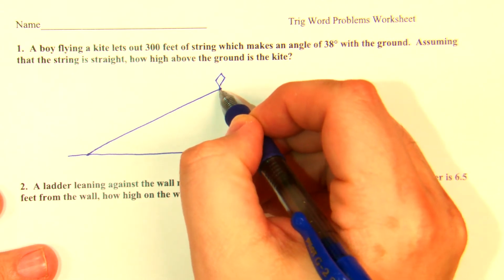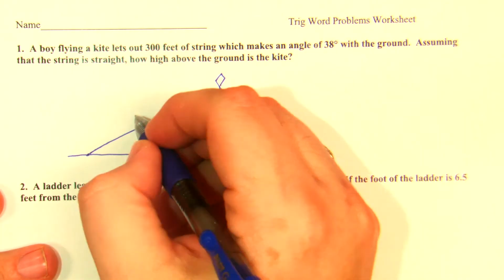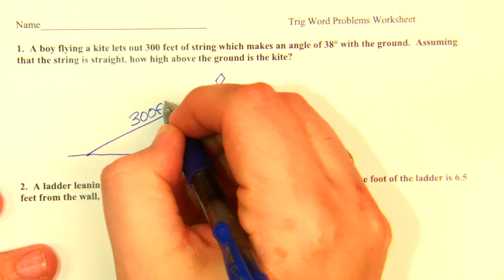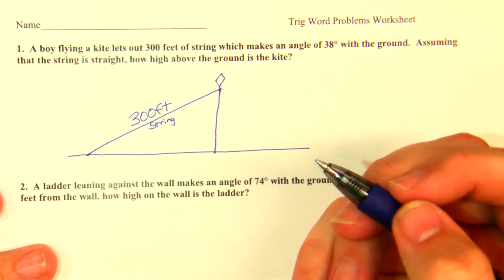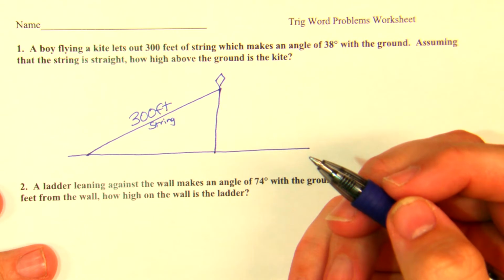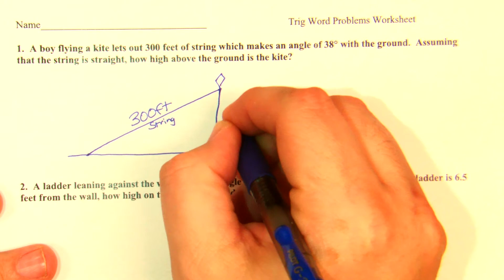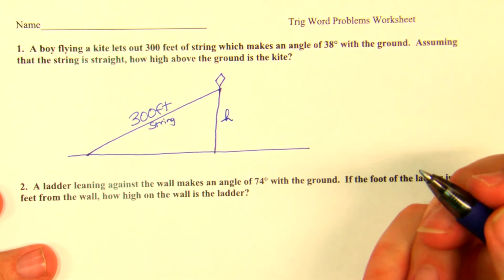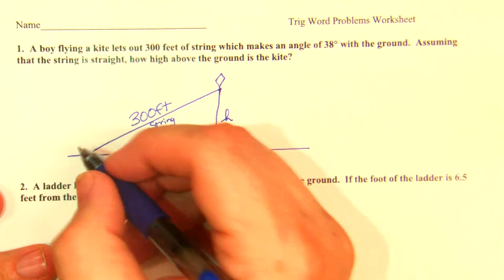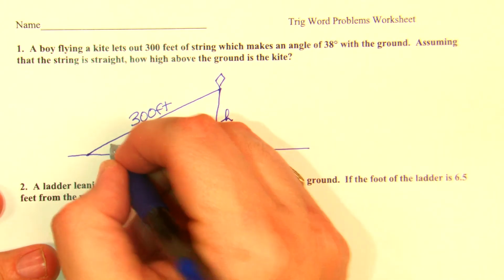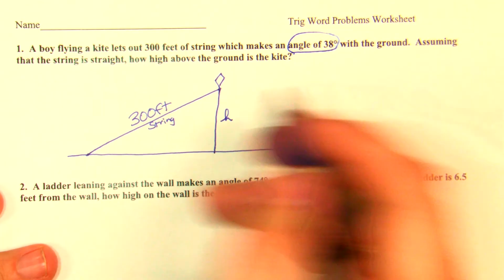How much string did the boy let out? 300 feet of string. So there's the string. Assuming the string is straight, how high above the ground is the kite? So we need the height, which is above the ground. And what angle does the string make with the ground? A 38-degree angle.